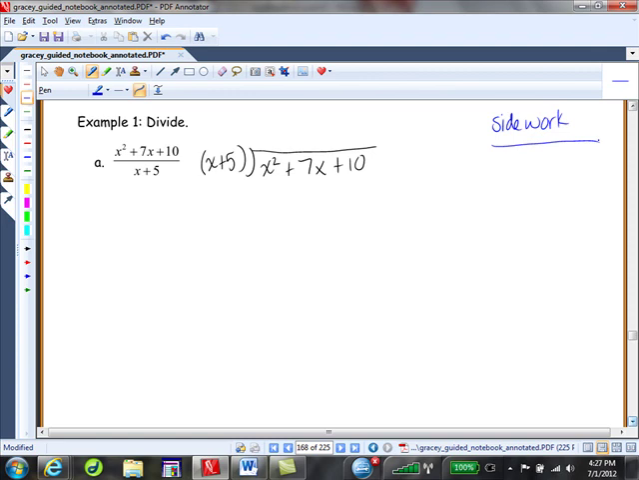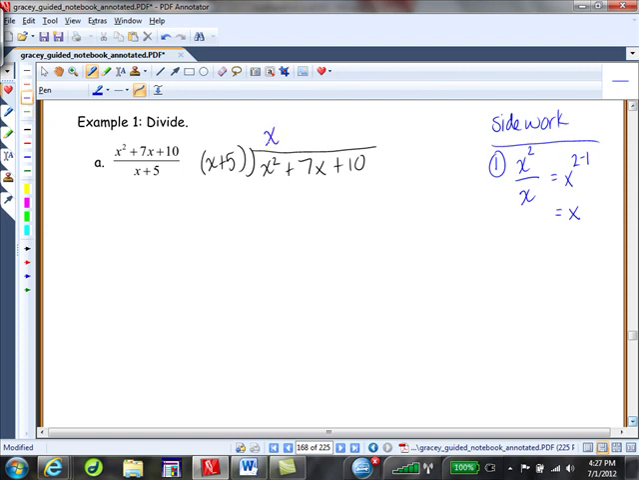We're not allowed to split the divisor. We're just doing this as a means to an end. So the side work is the first term in the dividend, which is x squared, divided by the first term in the denominator, which is x. And what do we get when we do that? That's equal to x to the 2 minus 1, which is equal to x. Good so far? So this is what we write up top. We put in an x here.